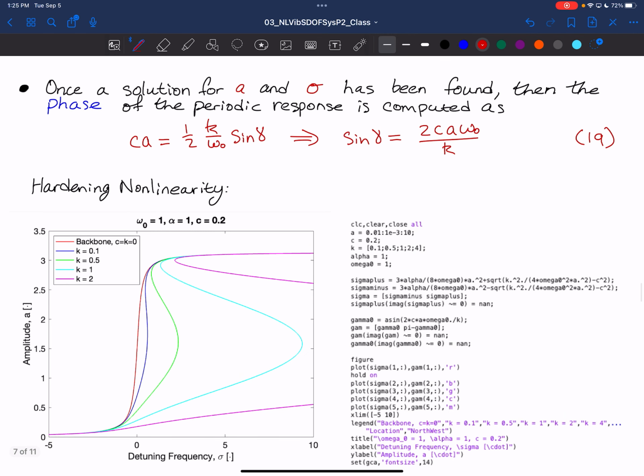Oh, on this plot here, this should be the phase. This should not be amplitude anymore. Okay, so for a linear system, whenever you go through resonance, you have a change in phase of pi. So in this case, we're going from 0 to pi. So this phase is gamma, not B. This phase is gamma, yeah.